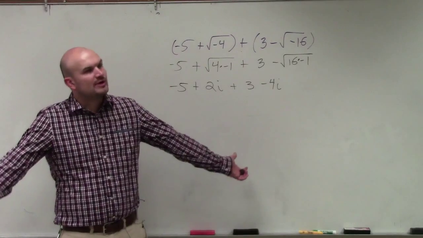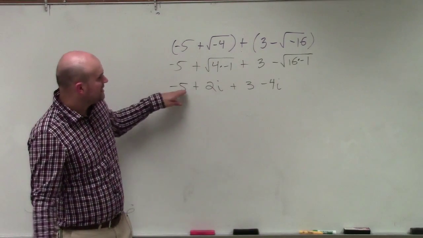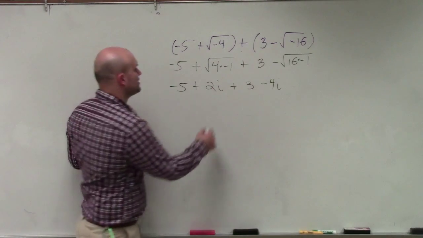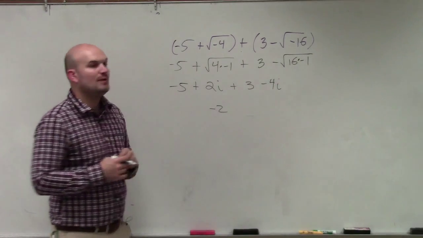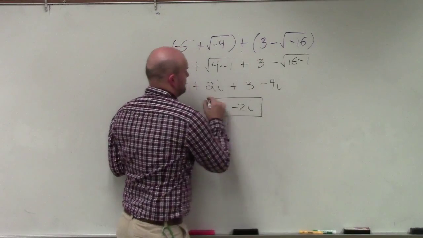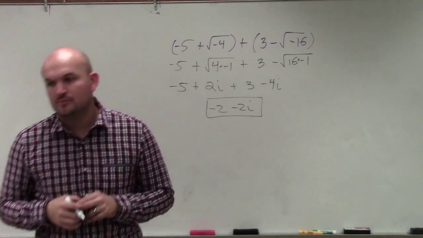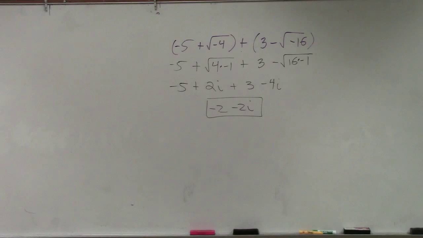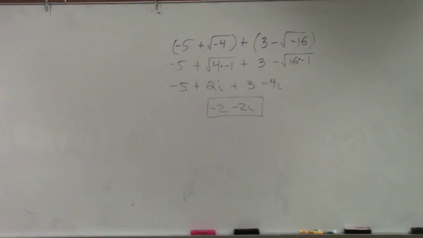Now, just like we were adding variables, we can add our real numbers. -5 plus 3 is -2. And 2i minus 4i is going to be -2i. And that would be your final answer. OK, so make sure you guys have those answers written down.